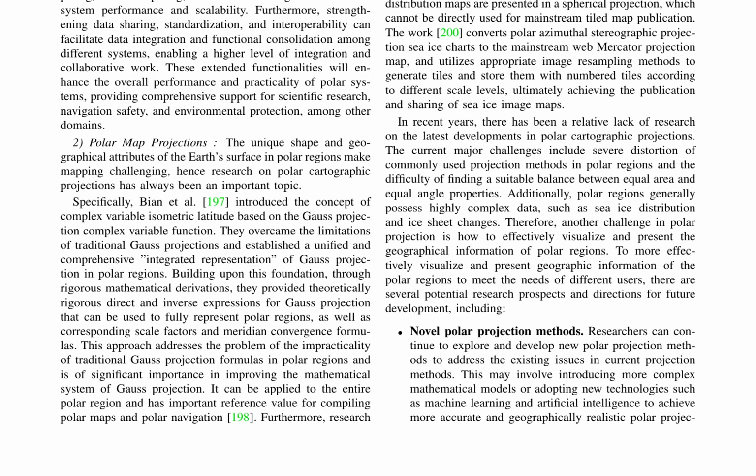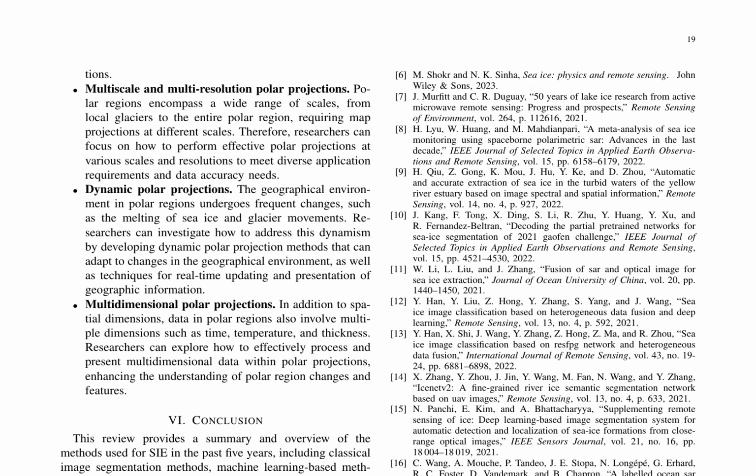The authors suggest future research prospects, including the development of novel polar projection methods, potentially incorporating machine learning and artificial intelligence to achieve more accurate and geographically realistic polar projections. The accurate detection of sea ice extent, SI, is crucial for understanding polar region changes and features. Despite the significance of SI detection, current methods face challenges in detection approaches, model limitations, and cartographic applications.